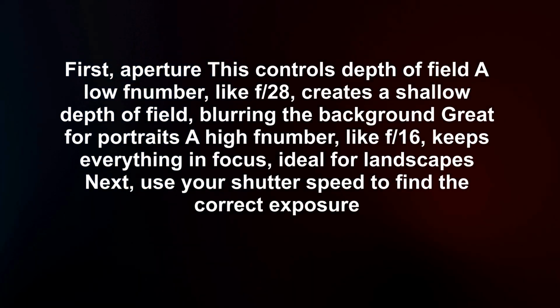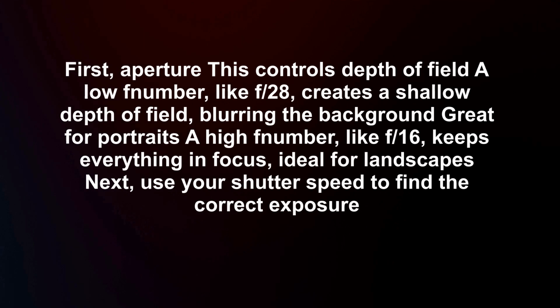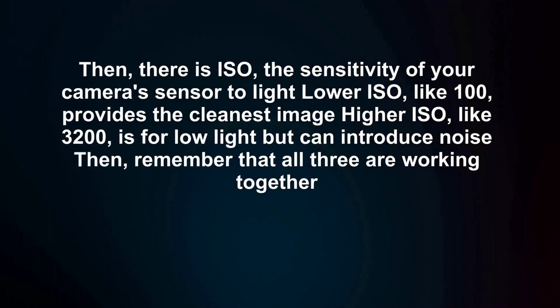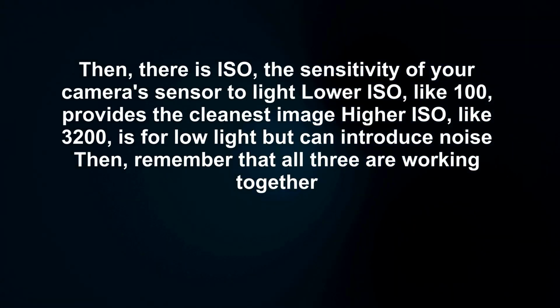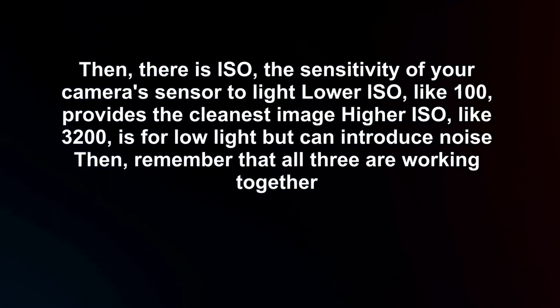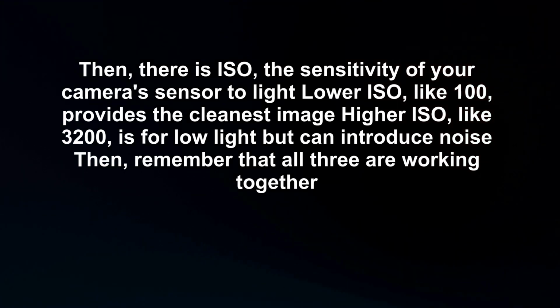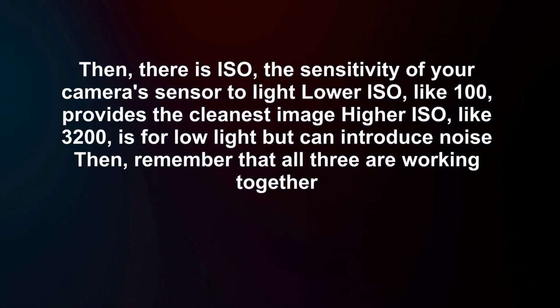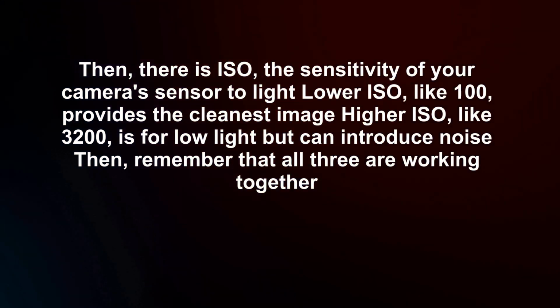Next, use your shutter speed to find the correct exposure. Then, there is ISO, the sensitivity of your camera's sensor to light. Lower ISO, like 100, provides the cleanest image. Higher ISO, like 3200, is for low light but can introduce noise. Then, remember that all three are working together.